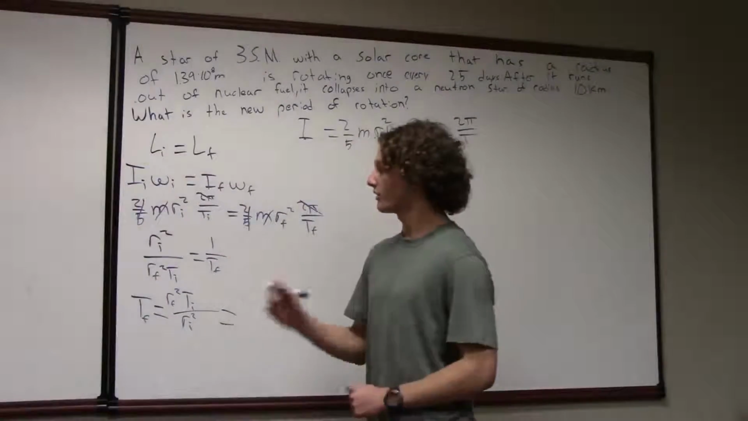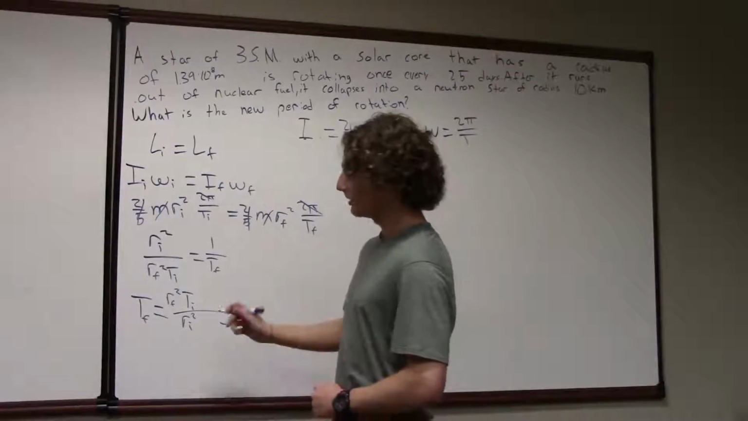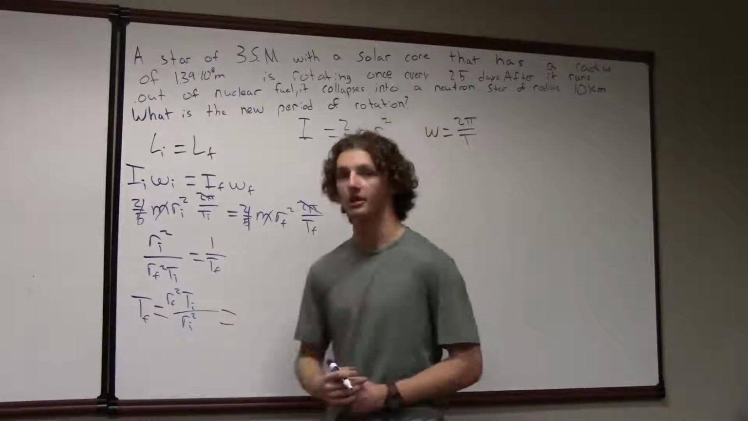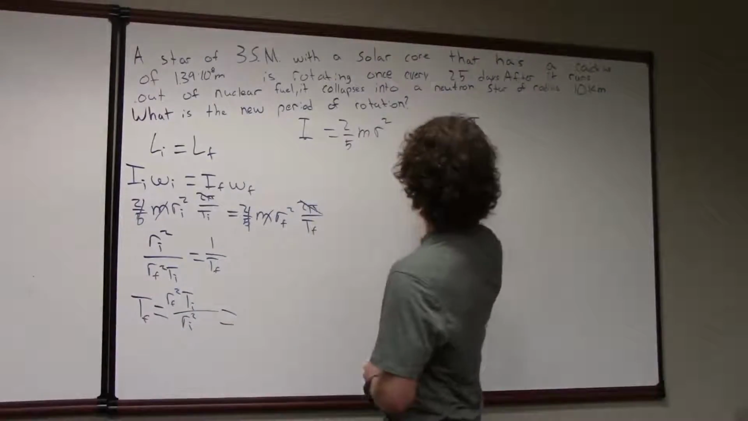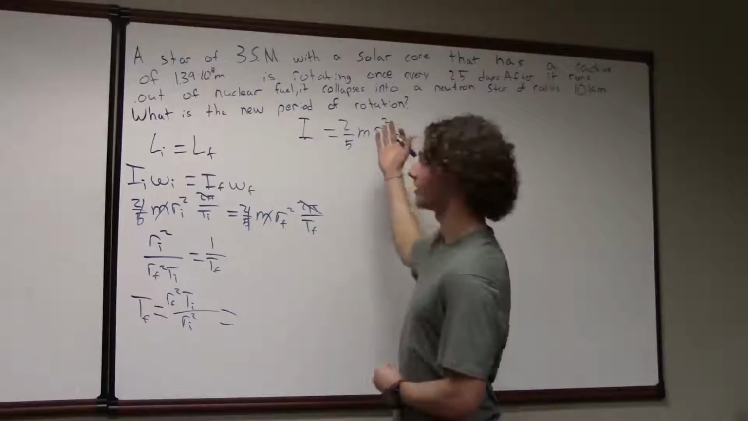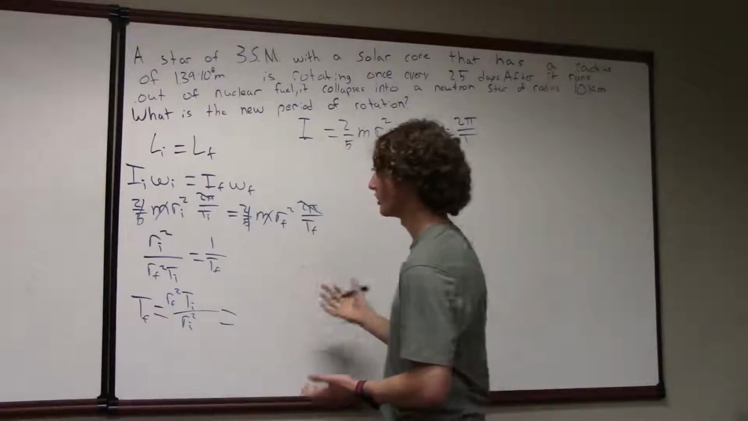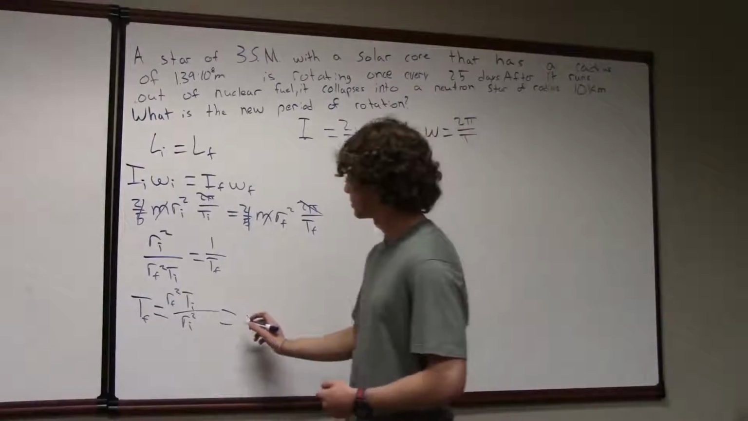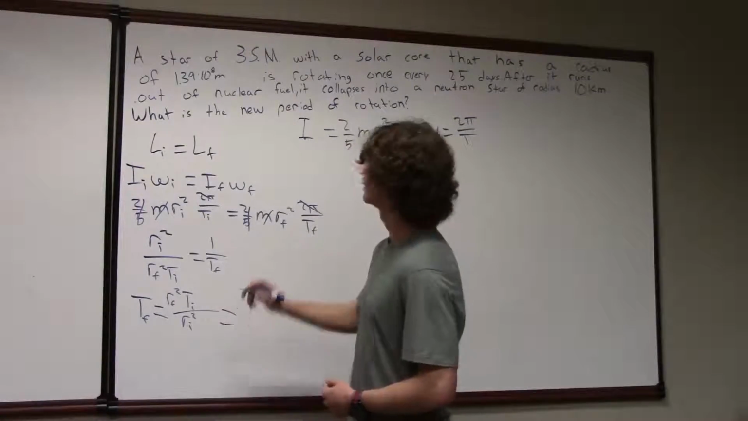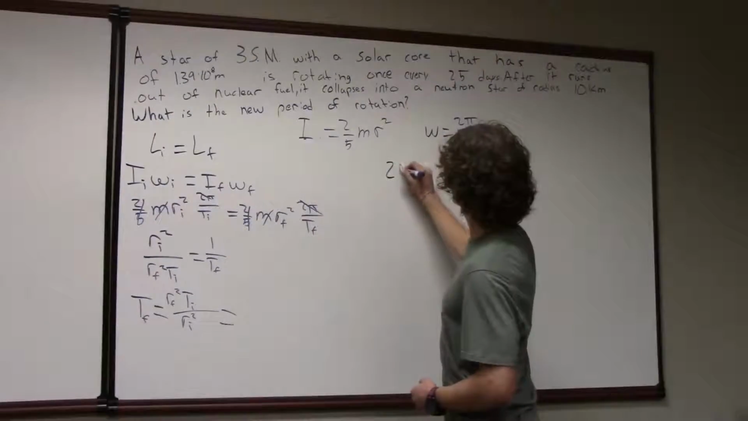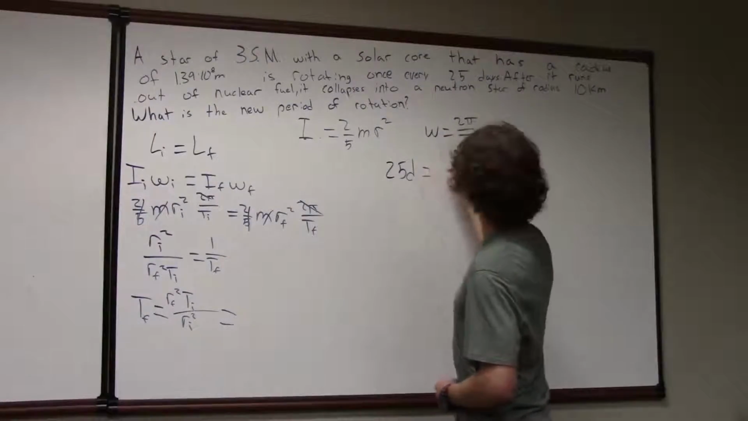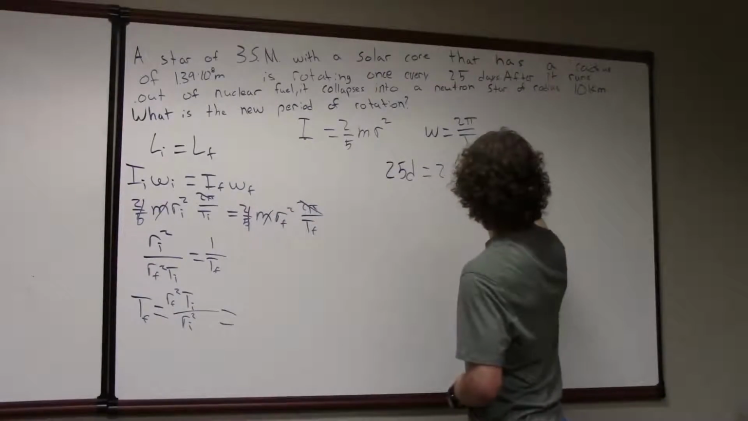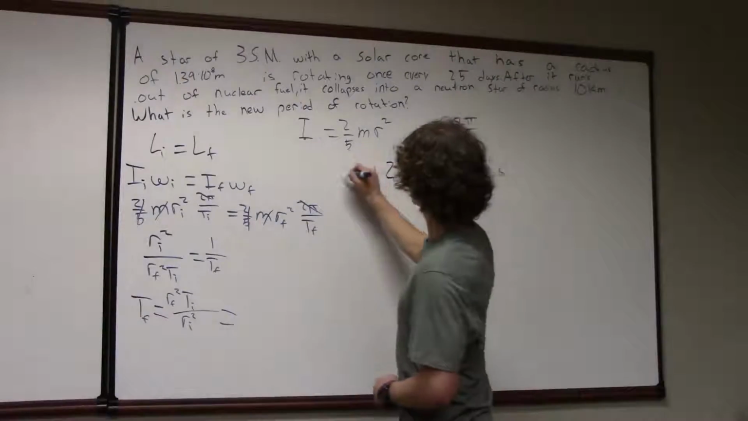And to plug in values for that, it's important to note that the radiuses and the period, based on the units you plug them in, we're going to be using 25 days in seconds because the new period of rotation is going to be really small. To express that in seconds is going to be much more useful. So just note that this Ti is going to be 25 days, which is equal to 2.16 times 10 to the 6th seconds. And that's Ti.